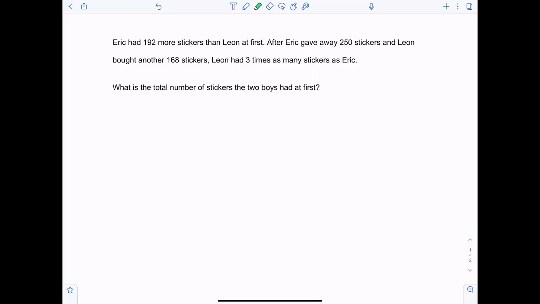Alright, so the next question here is on model drawing. Eric had 192 stickers more than Leon at first. After Eric gave away 250 stickers and Leon bought another 168 stickers, Leon had 3 times as many stickers as Eric. What is the total number of stickers the two boys had at first?